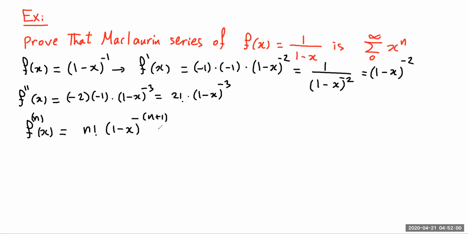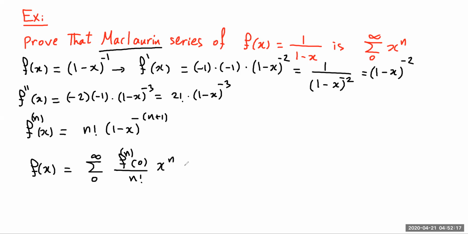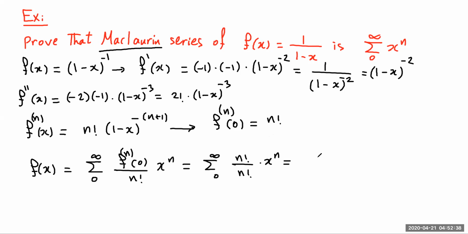So let's use the formula for Maclaurin series. The formula is f(x) equals sigma, the derivative of order n at 0, Maclaurin at 0, over n factorial times x power n from n equals 0 to infinity. So here, what is the derivative of order n at 0? Given x is 0, the answer is n factorial. So let's write sigma n factorial divided by n factorial from 0 to infinity times x power n. So the final answer is x power n from 0 to infinity.